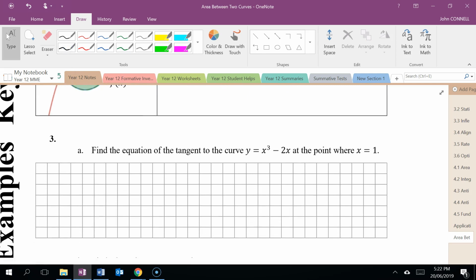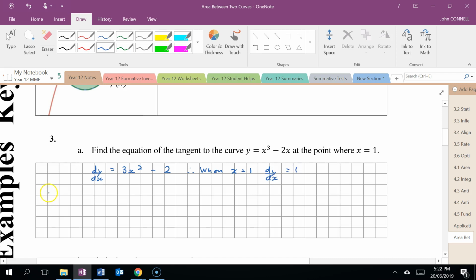So if we look at some examples of this, first of all, we're going to have a tangent, and then we're going to find the area between the curve and the tangent. So here we're going to find the equation of the tangent. So start by finding the derivative. So dy on dx is equal to 3x squared take 2. So it's when x equals 1. Therefore, when x equals 1, it's going to be 3 times 1 squared take 2. So then dy on dx just equals 1 as well.